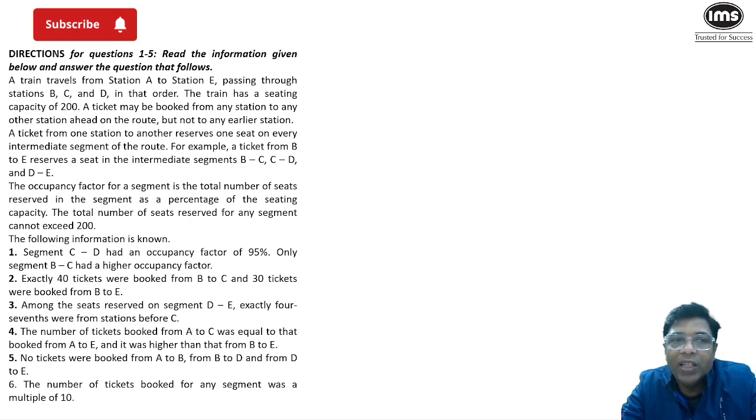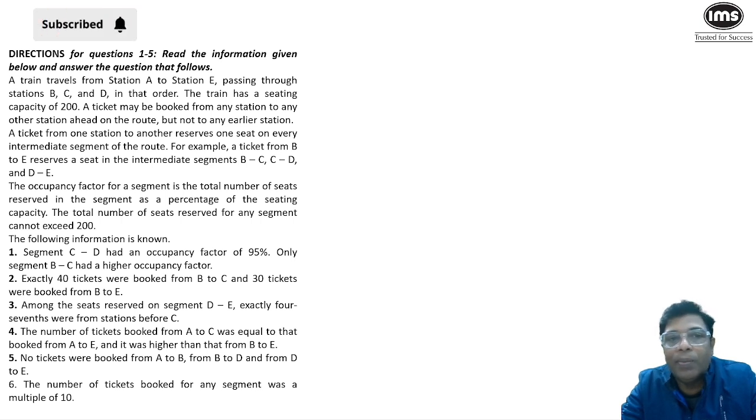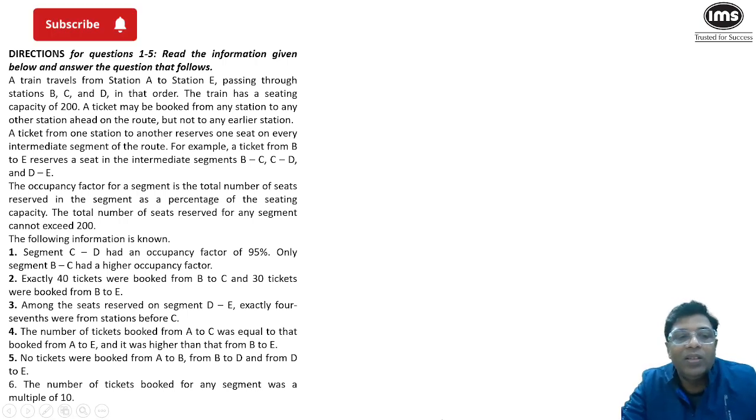Suppose someone is booking a ticket from B to E, then he reserves a seat in the intermediate segments B to C, C to D, and D to E. The occupancy factor for a segment is the total number of seats reserved in that segment as a percentage of the seating capacity. The total number of seats reserved for any segment cannot exceed 200, because the seating capacity is 200. So for example, if the occupancy rate is 50%, then out of 200, 50% of seats are reserved in that particular segment. So that is the understanding of this part.